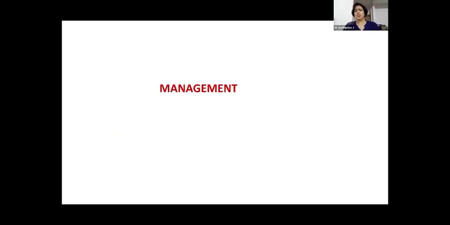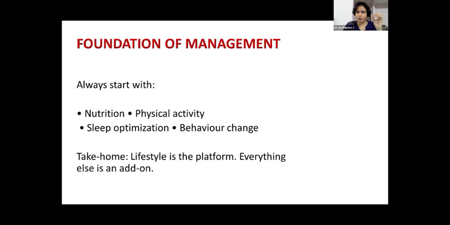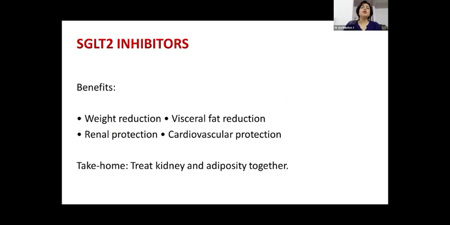So how will you manage a case of obesity and prevent obesity-related kidney disease? The foundation of management, as we all know, is lifestyle. Lifestyle is the platform. Always start with nutrition, physical activity, sleep optimization, and behavior change, and everything else is an add-on. So I'm not going in depth into this management aspect.